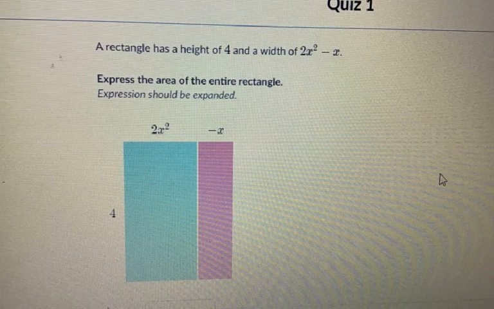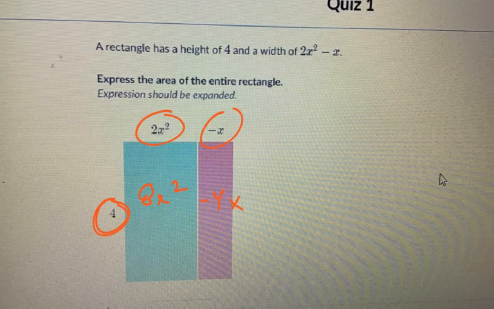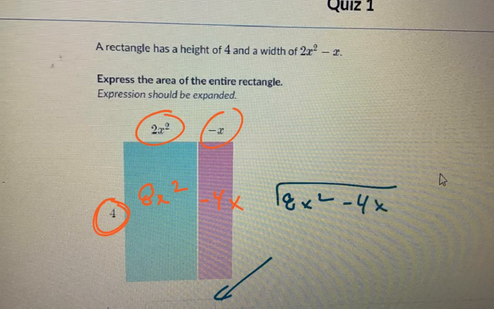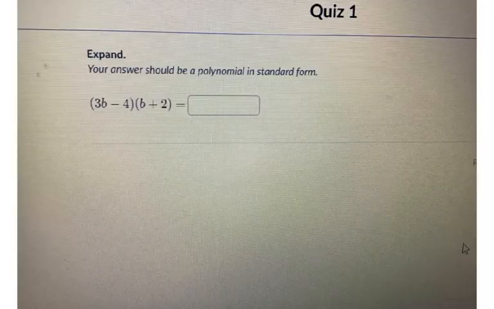They gave us what we call the area model, right? If we want the area of this rectangle, I'm just going to do 4 times 2x squared and get 8x squared. I'm going to do 4 times negative x and get negative 4x. My answer, I'm going to type in right down there, is 8x squared minus 4x. I'm going to click check, and I'm going to get it right. Next one.